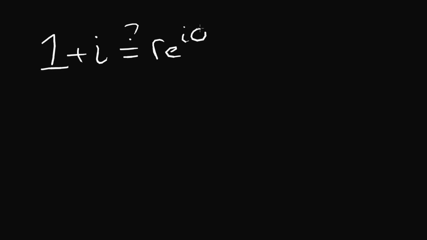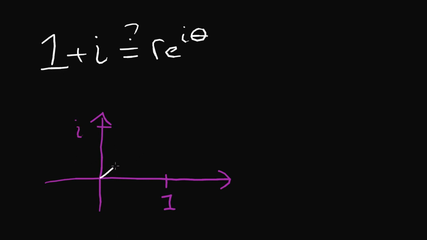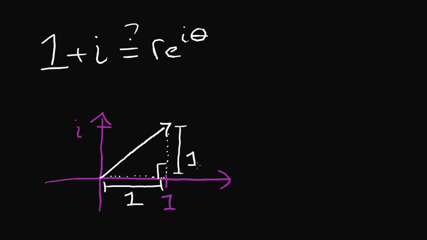Let's try to convert the number 1 + i into polar form. I'm going to sketch a complex plane. And let's put a 1 here and an i there. So our number is pointing from there up to here. And if we think about it in terms of Cartesian form, we have a right triangle, and this side is length 1. And this side is also length 1. And remember that this will be r, and this angle will be θ.